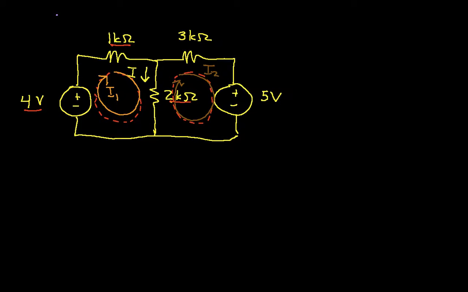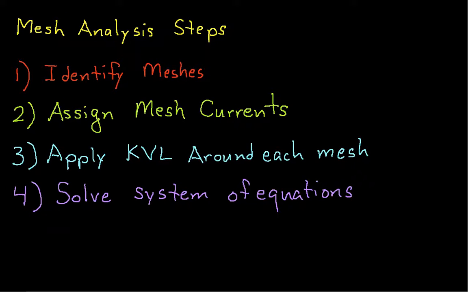Now, it's helpful to be consistent here and either assign all of your mesh currents to be clockwise or all of them to be counterclockwise. You can assign the mesh currents to go, one clockwise and one counterclockwise, but it makes things a little bit more complicated. So I've just assigned all of the currents to go clockwise. So that's pretty much step 2. So we're already halfway done, and this hasn't been so bad, has it?